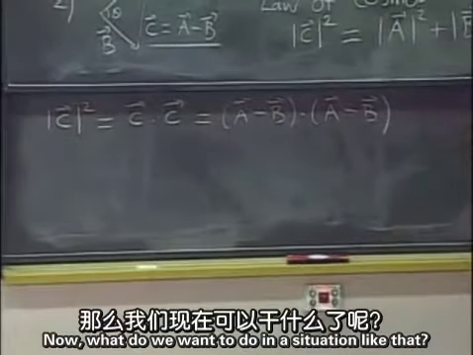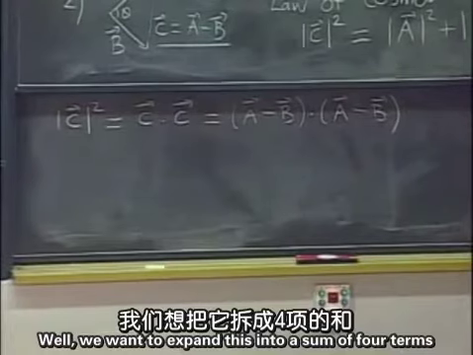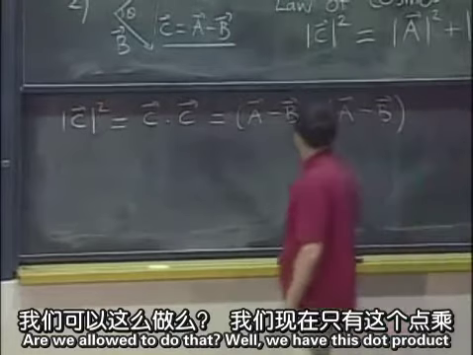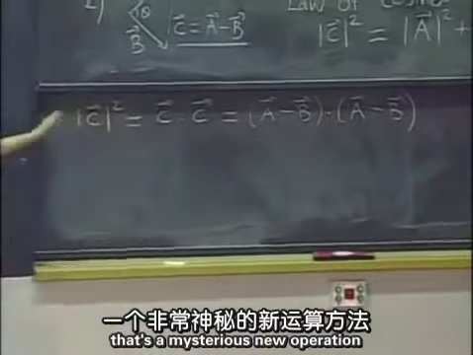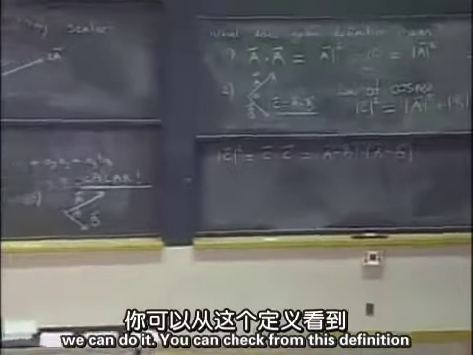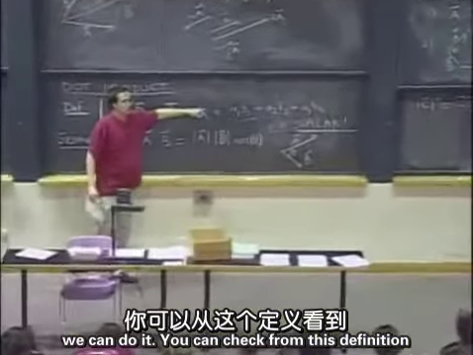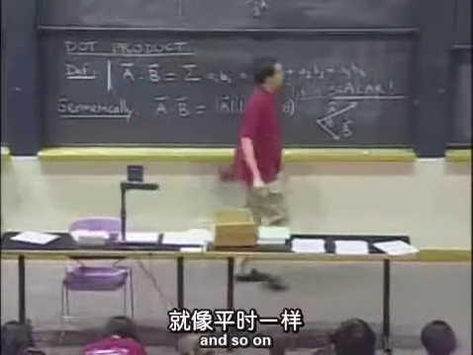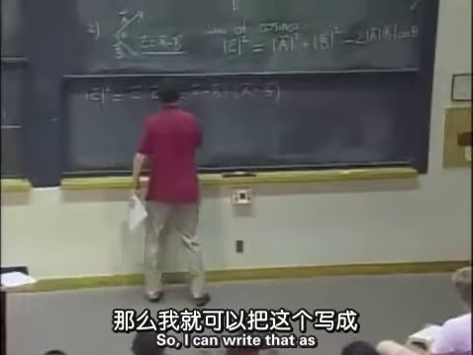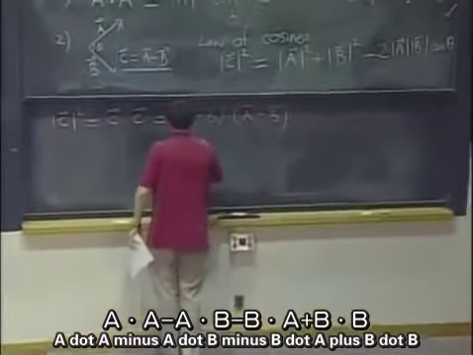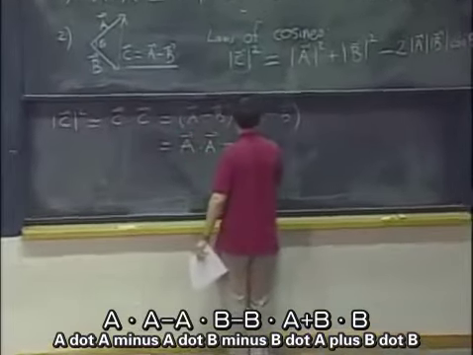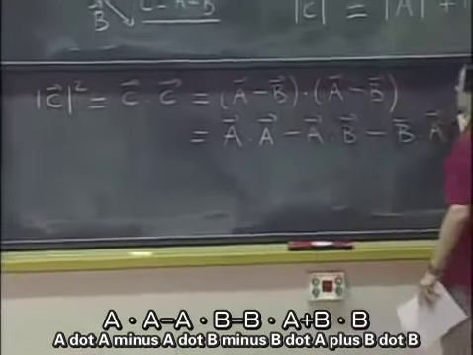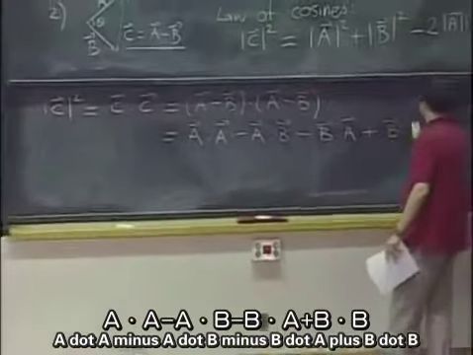What do we want to do in a situation like that? Well, we want to expand this into a sum of four terms. Are we allowed to do that? We have this dot product, a mysterious new operation, and we don't really know. Well, the answer is yes, we can do it. You can check from this definition that it behaves in the usual way in terms of expanding, factoring, and so on. So I can write that as A dot A minus A dot B minus B dot A plus B dot B.